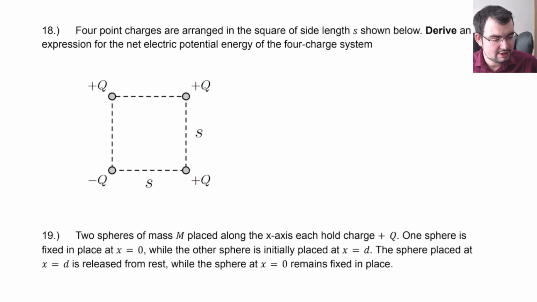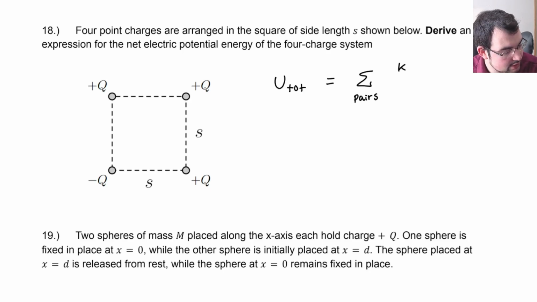Four point charges are arranged in a square of side length S. Derive an expression for the net electric potential energy of the four-charge system. Okay. So the electric potential energy is the sum over all pairs of charges of their relative amounts of energy, debt, or how much it costs. So we're just going to pair them up.